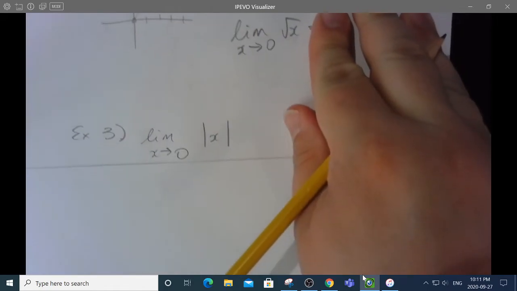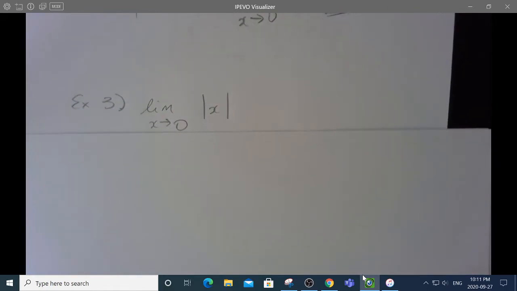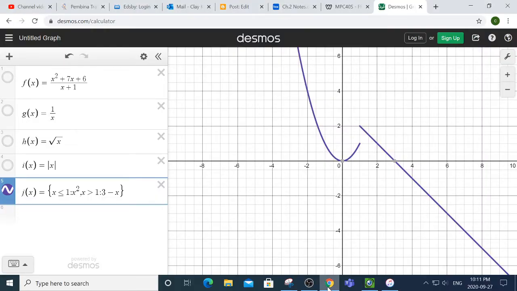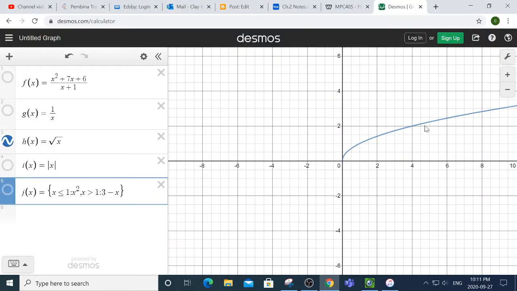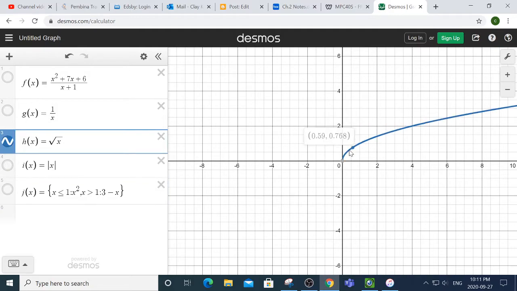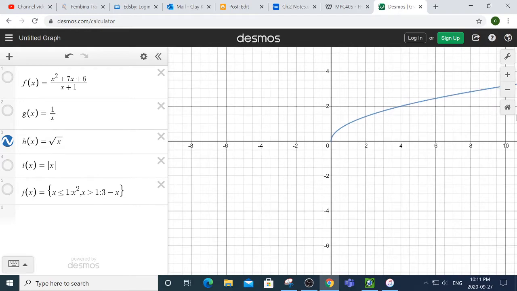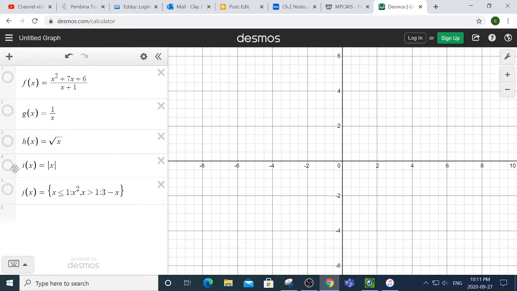Example 3, here's our old friend absolute value of x, and I actually made a graph for this one too. Here it is again, square root of x. And again, as I get closer and closer this way, my limit is 0. And of course, there's nothing over here. The next one's going to be the absolute value of x, which, remember, is the big letter V, basically.